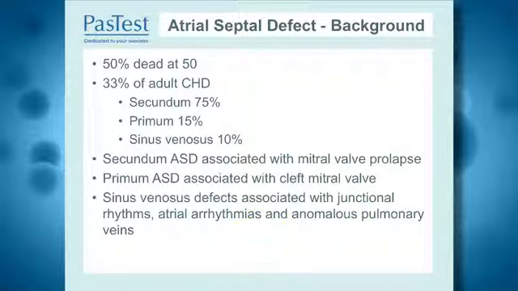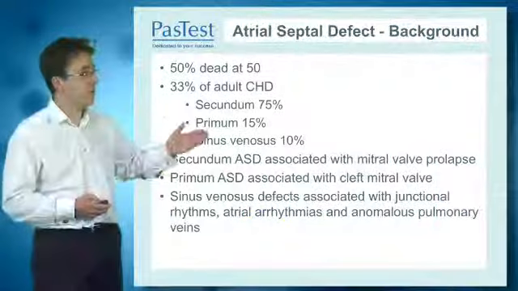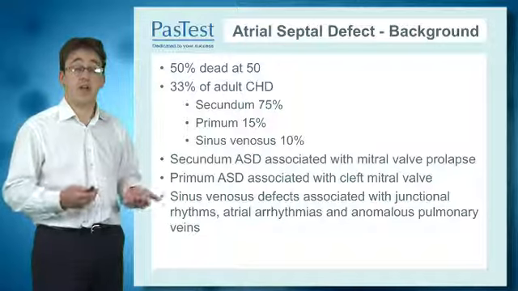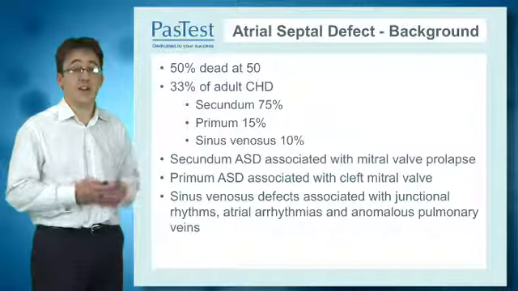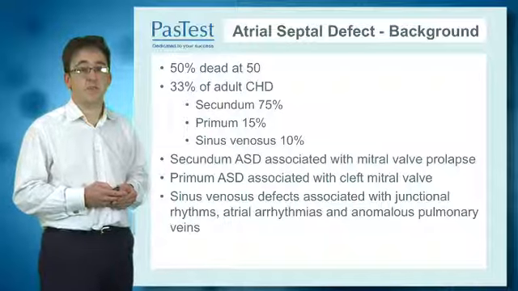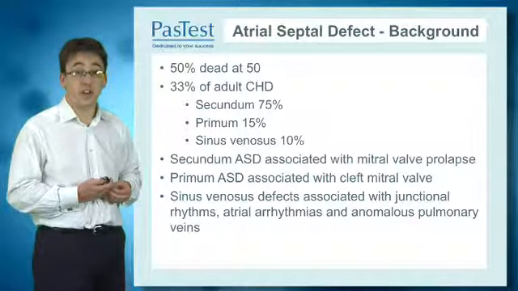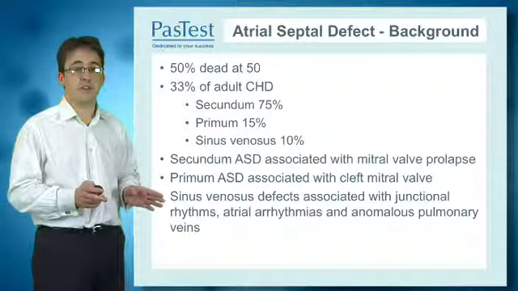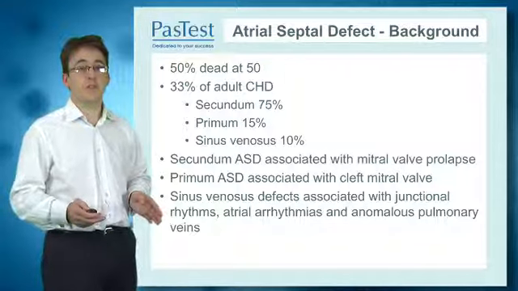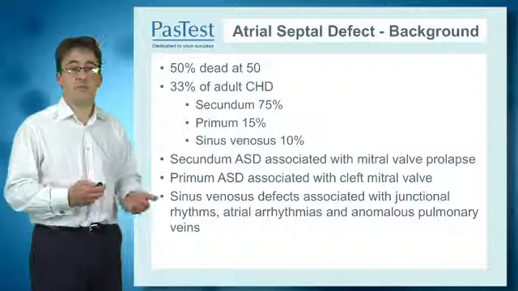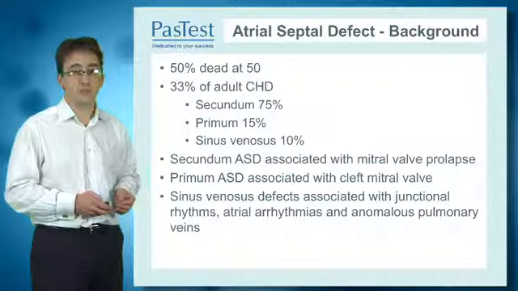Left untreated, atrial septal defects carry a poor prognosis, with 50% of patients being dead by age 50. It accounts for about 33% of adult congenital heart disease, with secundum ASDs accounting for about 75%, and the rest split between primum and sinus venosus defects. Secundum ASDs are frequently associated with mitral valve prolapse, and primum ASDs are frequently associated with cleft mitral valves. Sinus venosus defects are associated with junctional rhythms, atrial arrhythmias, and anomalous pulmonary veins.